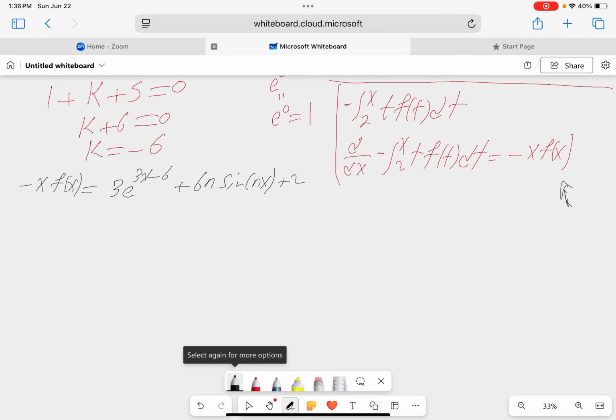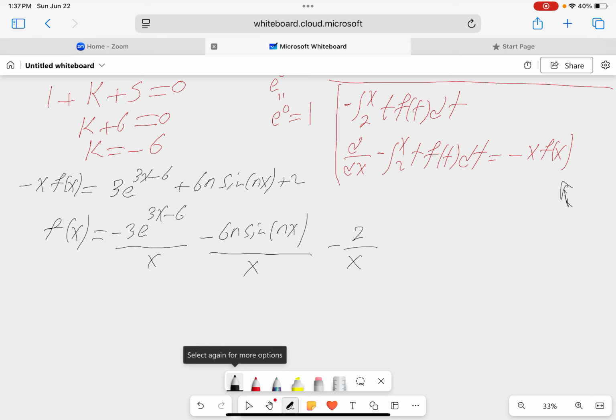Now we want to find the function f of x. Simply, you're going to divide both sides by negative x. So this becomes negative 3 e to the power of 3x minus 6 over x, then negative 6 pi sine of pi x over x, and then the last one is negative 2 over x. So we found our function f of x.